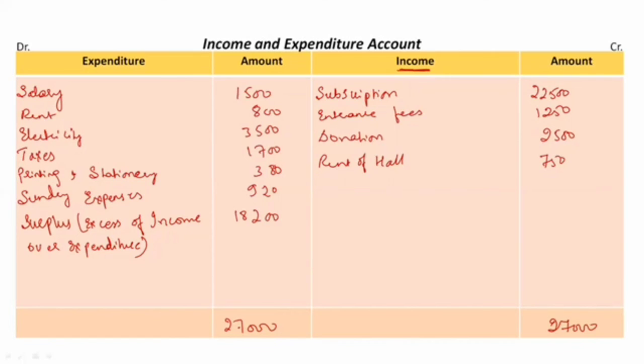So this was a very basic problem without adjustments on income and expenditure account. The intention here was to just make you familiar with the format and how to take the transactions. So this is a very basic problem. Such questions will not be asked in your examination. Always questions relating to adjustments will be asked in the examination. So all those things we are going to solve in my upcoming sessions.